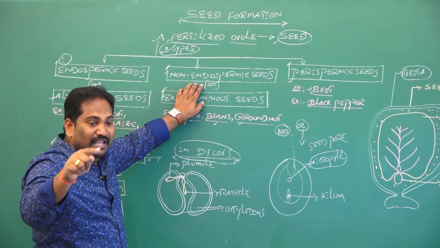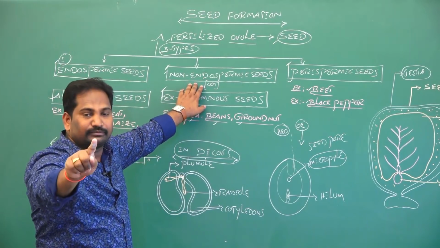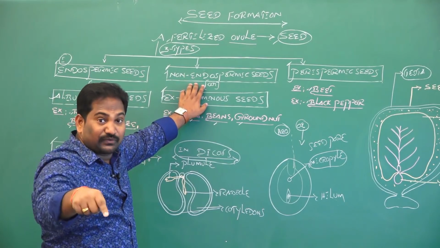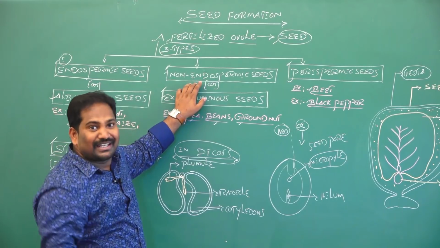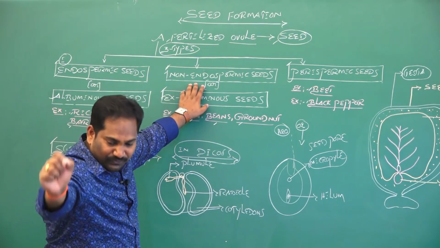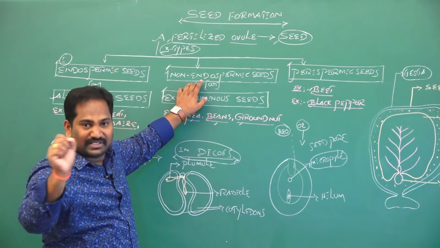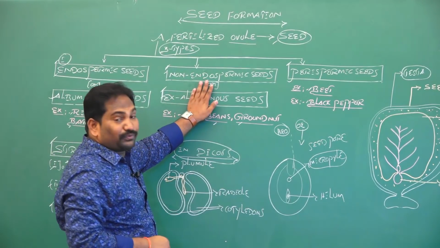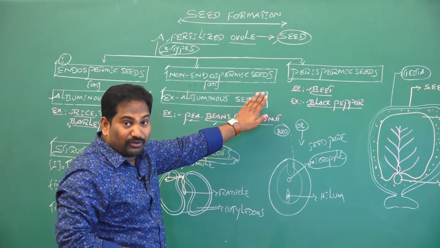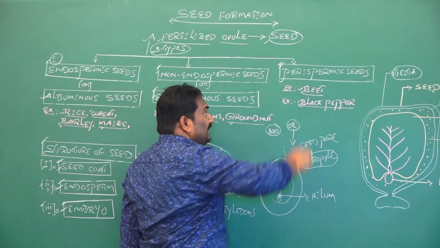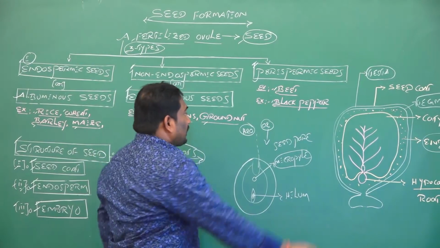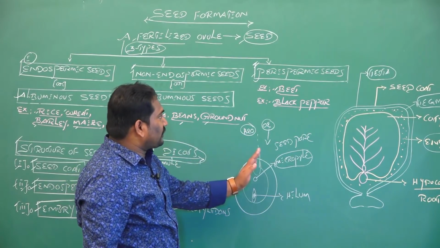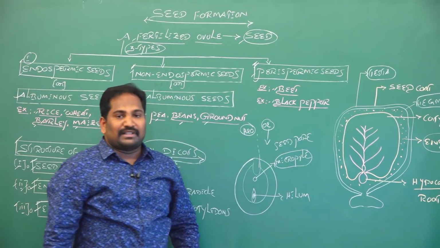In such seeds, for further maturation and growth of the embryo, nutrition is required. That nutrition comes from the nucellus. Whenever food is obtained from the nucellus, the embryo goes on to mature. Even after maturation of the embryo, in mature seeds, if nucellus is still present, such seeds are called perispermic seeds.